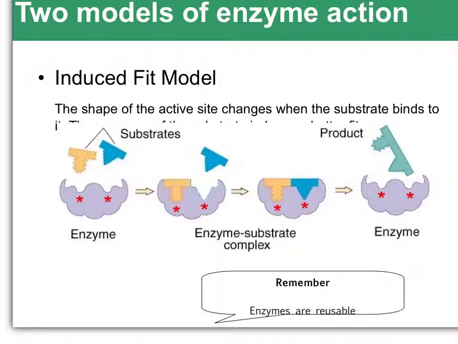So in this instance, the shape of the active site changes when the substrate binds to it. So over here, we've got our two pieces of substrate that are going to be joining into the enzyme. And what you'll notice is the actual shape of the active site is what changes. Then the enzyme-substrate complex is formed and the enzyme releases the product. The enzyme can then be reused for future reactions.